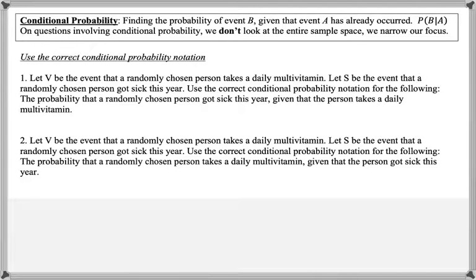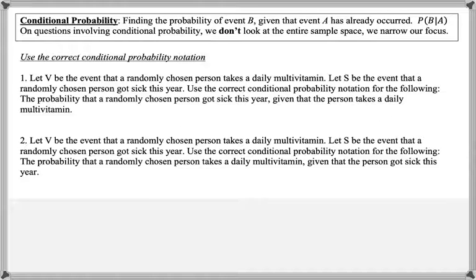Our next topic is conditional probability. This is finding the probability of event B given that event A has already occurred. And this is the notation for conditional probability. On questions involving conditional probability, we don't look at the entire sample space. We have to narrow our focus.